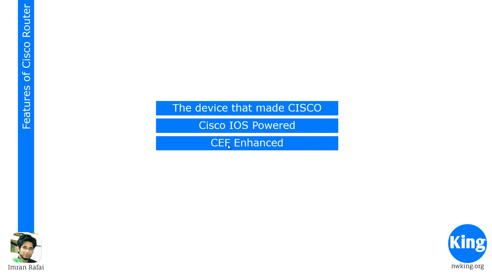But a router, like I said, is a software powered device, right? It doesn't have any hardware. It's basically software driven. So the routing decisions are made by the Cisco IOS. So typically IOS powered, software powered, anything, right?